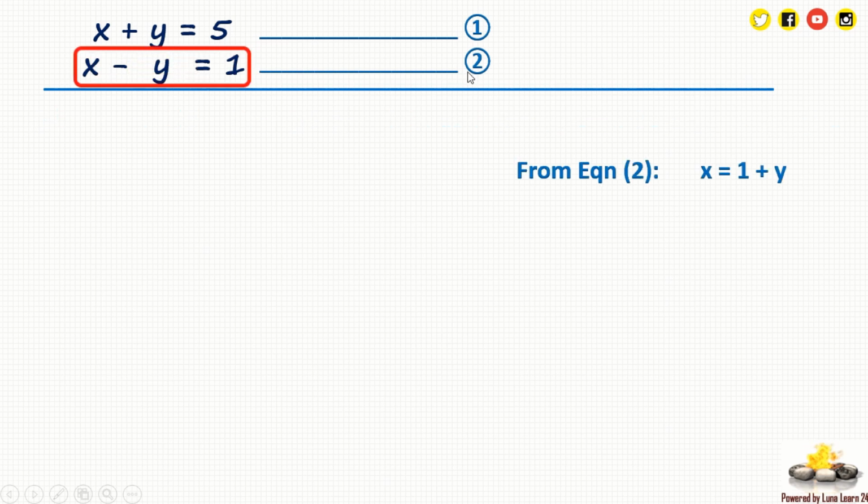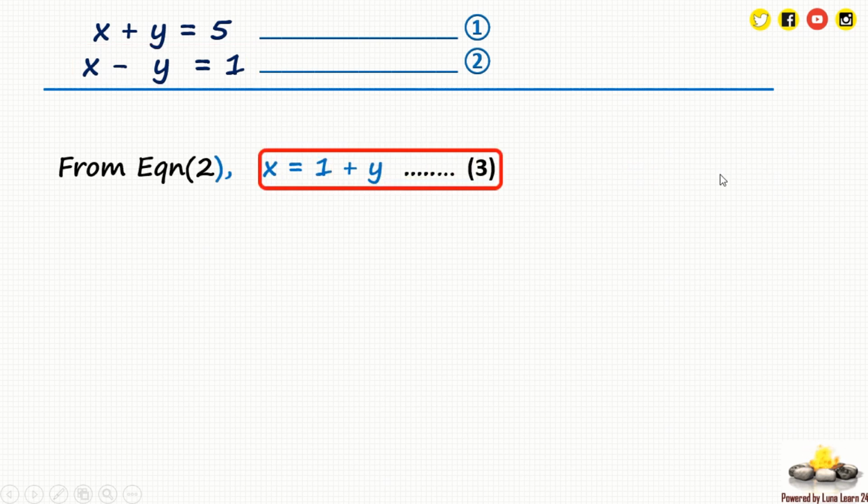From equation 2 here, or even equation 1, you can use equation 1 if you want. Here from equation 2, we can make x the subject of the formula as follows. We have x minus y equals 1, and making x the subject of the formula will give us x equal to 1 plus y, or y plus 1. That's what we're going to obtain from equation 2. And the new equation we obtained here is called equation 3, or you might not call it any equation.